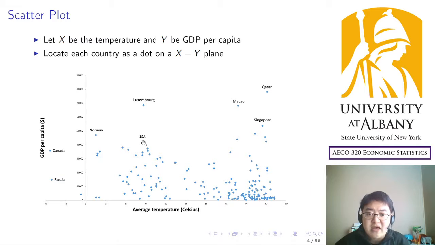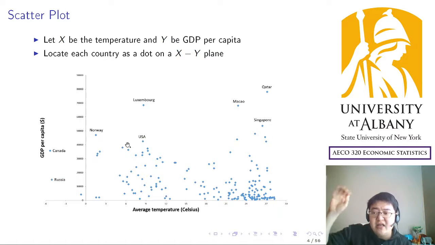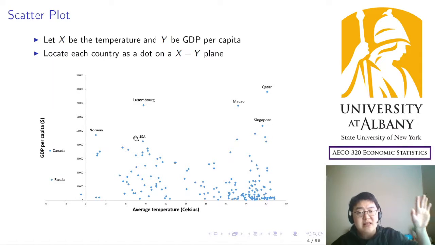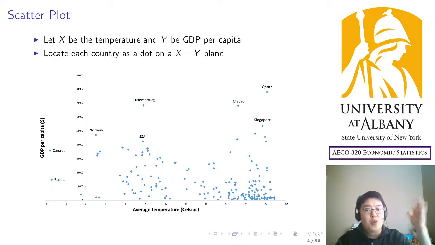USA is here. The average temperature in USA is about 9 degrees, and GDP per capita is about 40 something thousand. Norway has a similar GDP per capita, but it's much colder than USA, and so are Canada and Russia. If a country is located high up, it means the country is rich, and if it's on the right, then it is warm. On the left, it's cold. So rich, poor, warm, and cold.